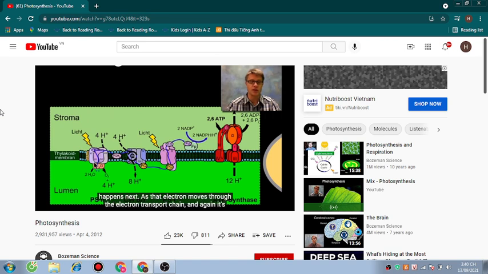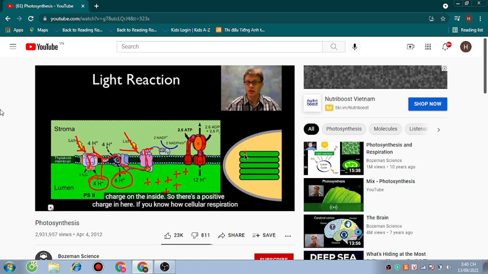Okay, so this is getting kind of messy. What happens next? As that electron moves through the electron transport chain, again powered by the introduction of light here and light here, that electron is going to be moving all the way down here, and every time it goes through one of these proteins, it's pumping protons to the inside. Now, protons have a positive charge. So basically what's happening is that you are building up a positive charge on the inside.